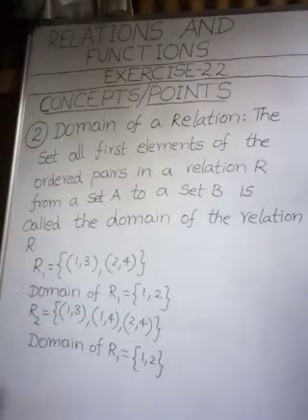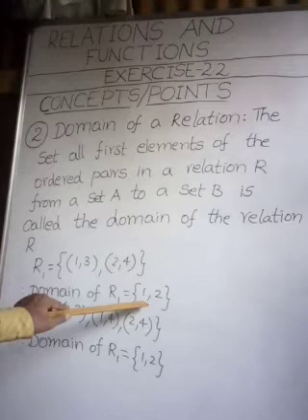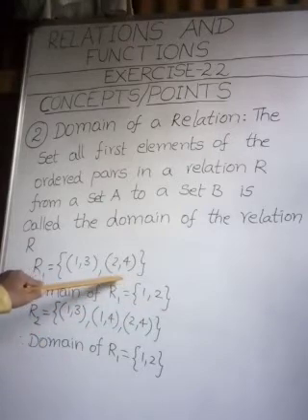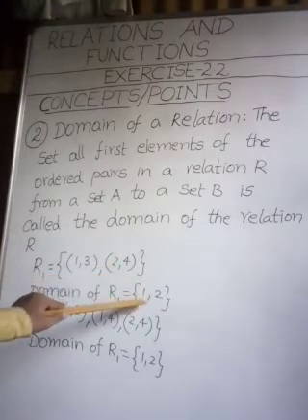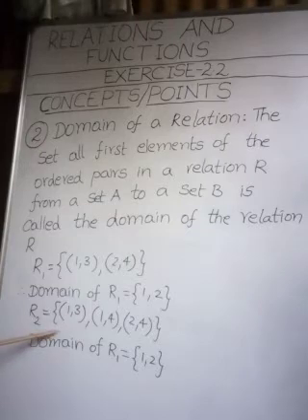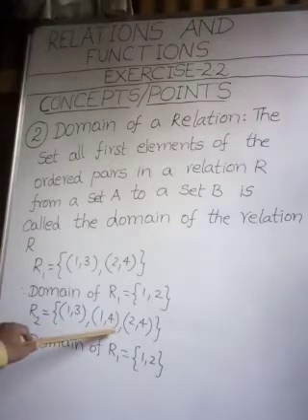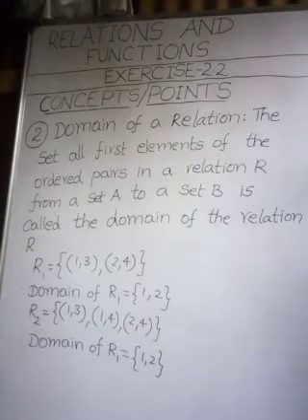Then the domain of R1. How to find the domain of R1? What is the first element in this ordered pair? 1. In this ordered pair, what is the first element? 2. So the set {1, 2} is called the domain of R1. Understood this point, my dear children? Let us take the second relation R2. We have already discussed it in the first point. R2 is equal to the set of ordered pairs (1, 3), (1, 4), (2, 4).